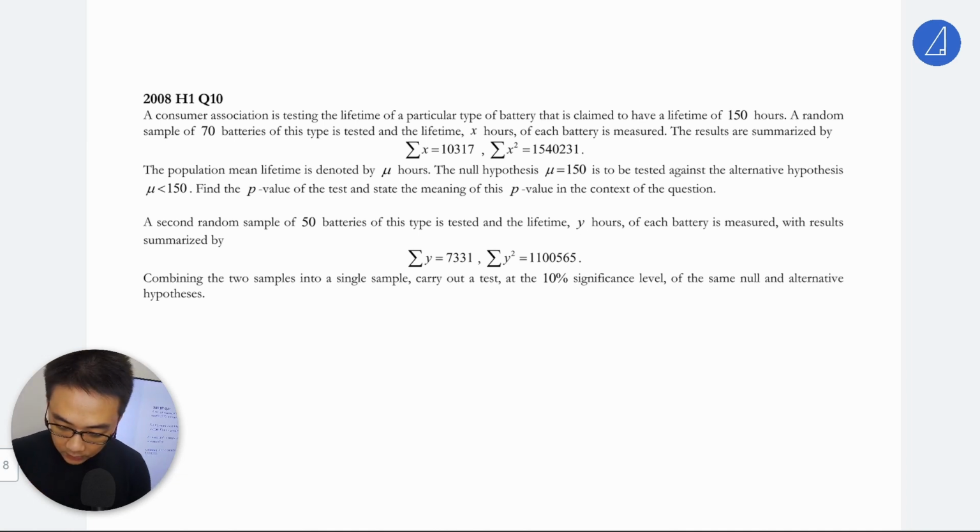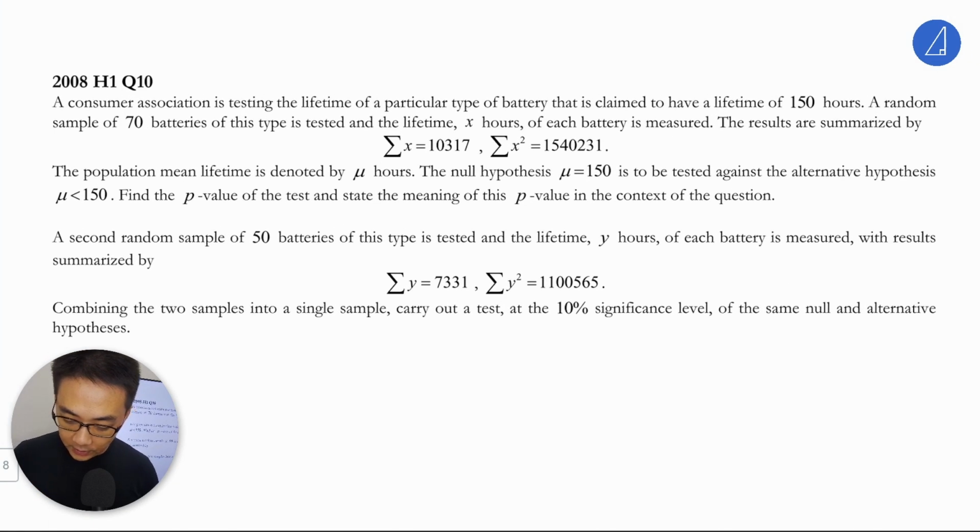Correct. So the first one, a Consumer Association is testing the lifetime of a particular type of battery that is claimed to have a lifetime of 150 hours. Now, there's no two-tail here. They don't claim that it's more than 150 hours. They don't claim it's less than. They just claim that on the dot it's 150 hours. Okay? That's the framework here.